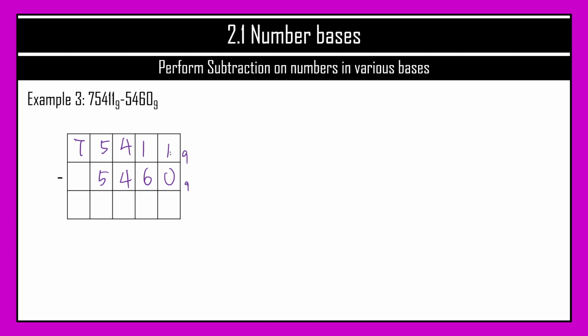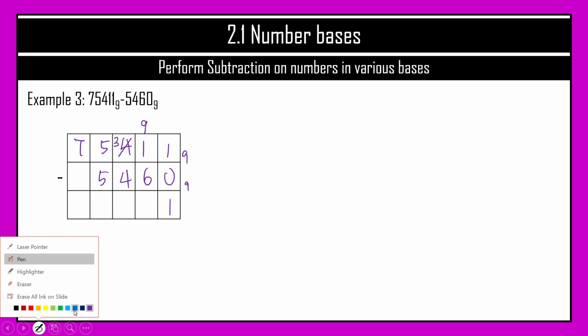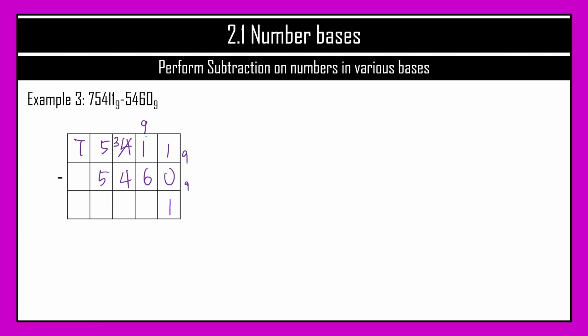Alright, so 1 minus 0 is enough, we get 1. 1 minus 6, we don't have enough, so I'm going to borrow from 4. Now we're left with 3. Alright, so this is base 9, so I'm going to write 9 here. So 9 plus 1, you get 10. Right? So 10 minus 6, you're going to get 4.